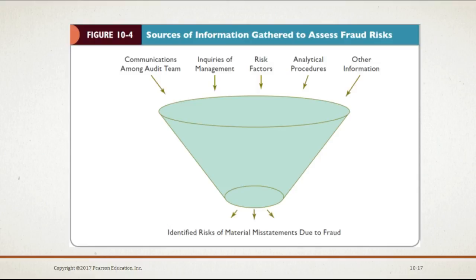Figure 10-4 summarizes the information used to assess fraud risk. The 5 sources of information, which are communication among audit teams, inquiries of management, risk factors, analytical procedures, and other information, are seen on the top of the figure. We have just discussed these 5 sources of information. You can find Figure 10-4 on page 304 of your textbook.